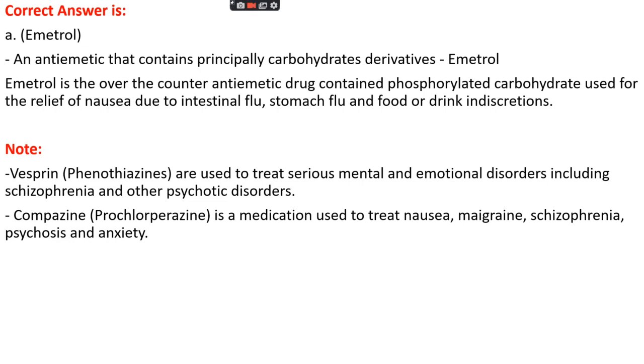Okay, note that Vasprin, which is a phenothiazine, is actually used to treat a serious mental and emotional disorder, which may include schizophrenia and other psychotic disorders. While Compazine, which is prochlorperazine, is a medication mainly used to treat nausea, migraine, schizophrenia, psychosis, and anxiety, etc.